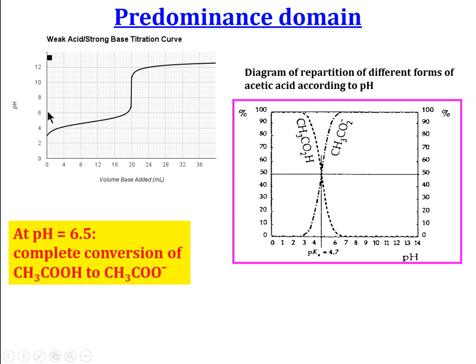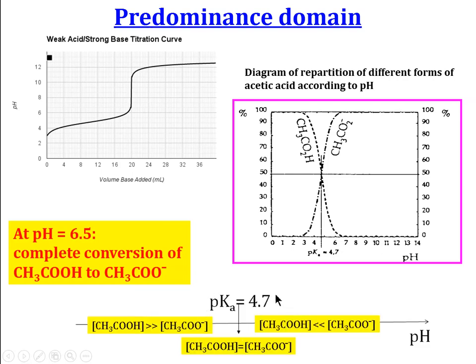If we return to the curve, the value 6.5 is at this point. So at this point, we are at equivalence practically. So all acetic acid has been transformed to acetate. In some books, they write the domain of predominance of species only according to pKa and not according to pKa minus 1 and pKa plus 1. They say if the pH is less than pKa, the acidic form predominates, or if the pH is greater than the pKa of the couple, the basic form predominates. At pH equal to pKa, the acid form is equal to the base form.